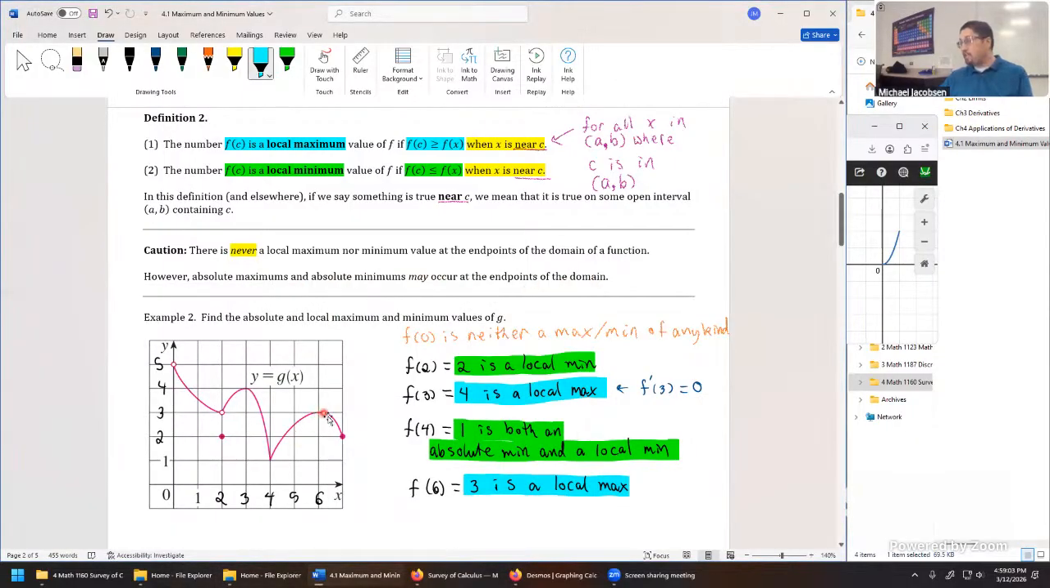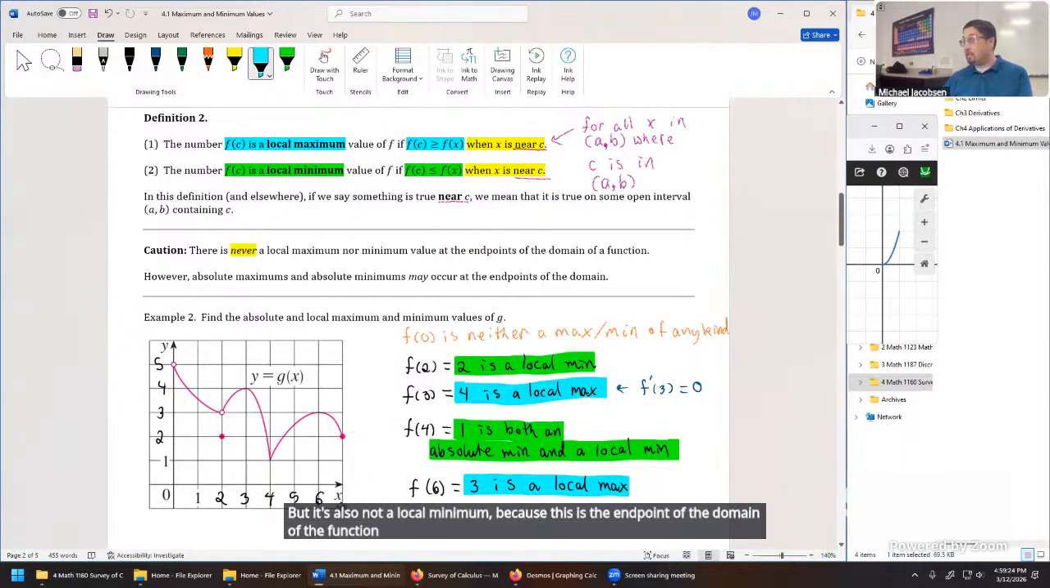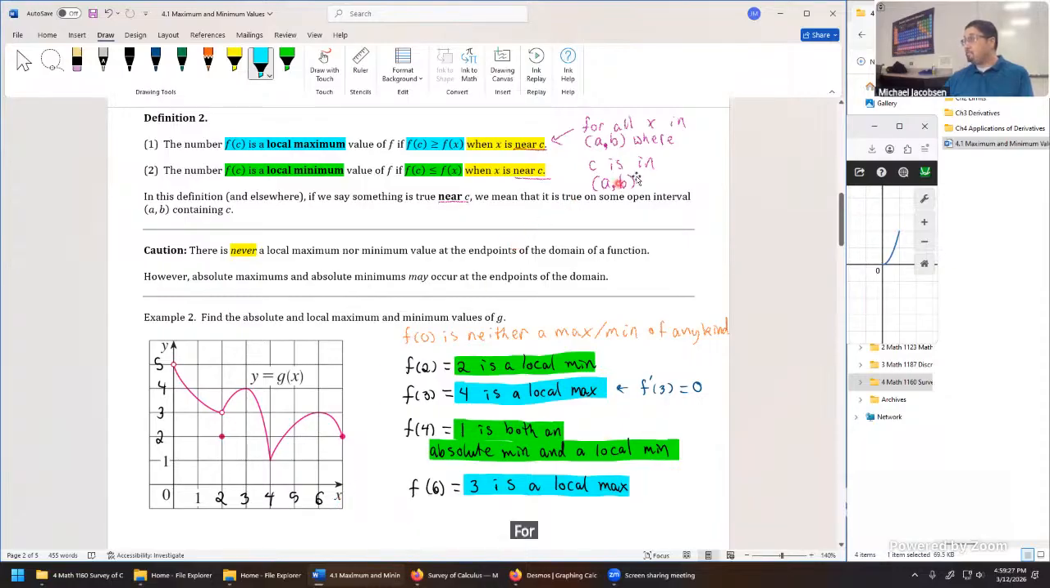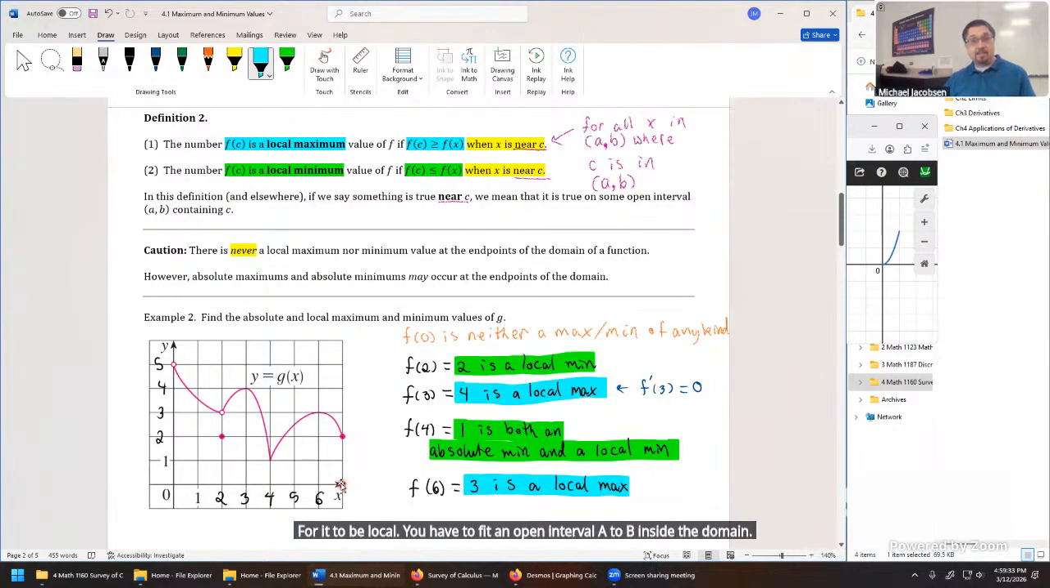Then when we move to the right, we hit a boundary point right here at the endpoint. It's not an absolute minimum, because that was the absolute minimum. It's not at height 1. But it's also not a local minimum because this is the endpoint of the domain of the function, right at 7. For it to be local, you have to fit an open interval a to b inside the domain. But the domain ends here, it can't be a local minimum either.